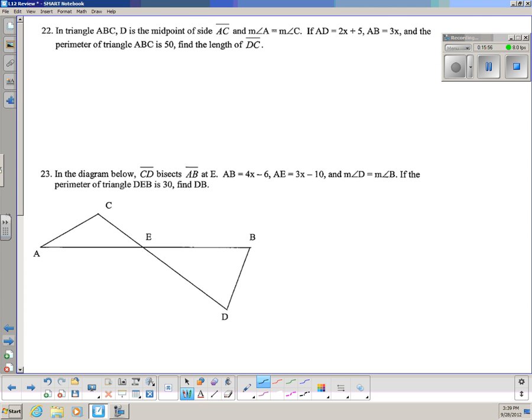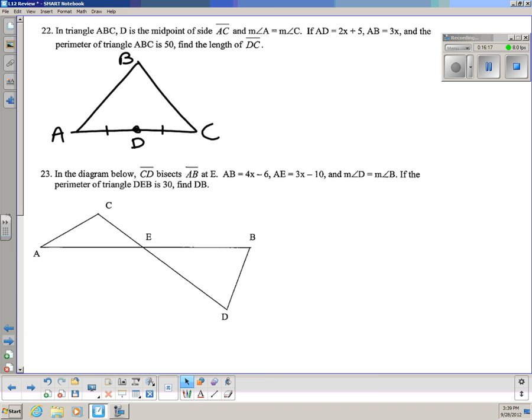22 says, in triangle ABC, D is the midpoint of side AC, and the measure of angle A is equal to the measure of angle C. So we have triangle ABC. D is the midpoint. So if D is the midpoint, that means AD and DC are congruent. That's important. Then they told us the measure of angle A was congruent to the measure of angle C. So I have a swoosh here, a swoosh there.